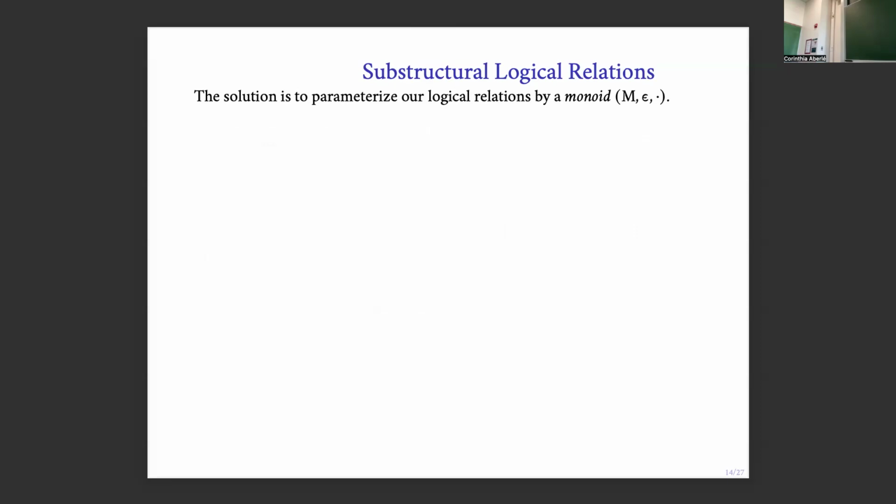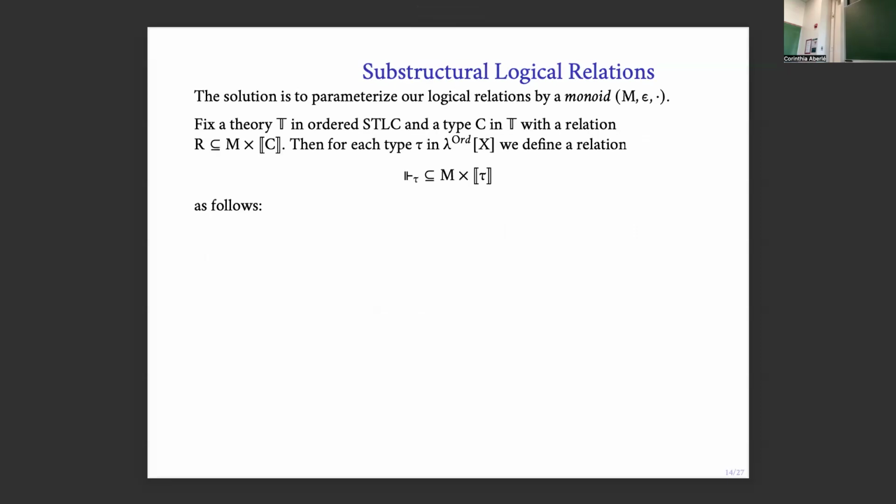So if you just have a monoid M like this, then fix a theory T and a type C, just like we had before. But now, instead of just a predicate on closed terms of type C, we have a relation between elements of M and closed terms of type C. And then, just as before, by induction on types tau in this lambda X theory, we define a relation between M and closed terms of that type tau inductively on the structure of tau as follows.